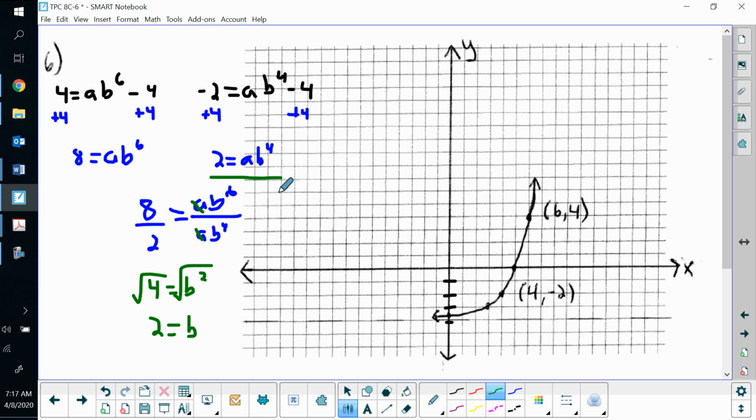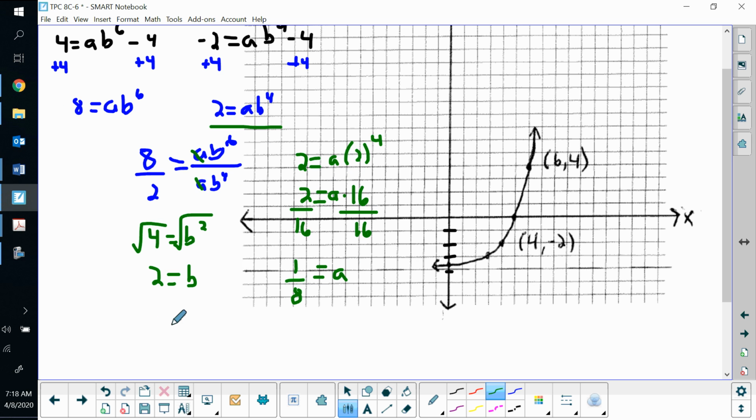And then I'm going to sub into the 4th one. So we'll have 2 equals a times 2 to the 4th. 2 to the 4th is saying 2 times 2 times 2 times 2. 2 times 2 is 4, times 2 is 8, times 2 is 16. So we get a times 16. And if we divide the 16 over, 2 over 16 just reduces to 1/8. So we'll get 1/8 times 2 raised to the x, and don't forget to tack the minus 4 on the end.